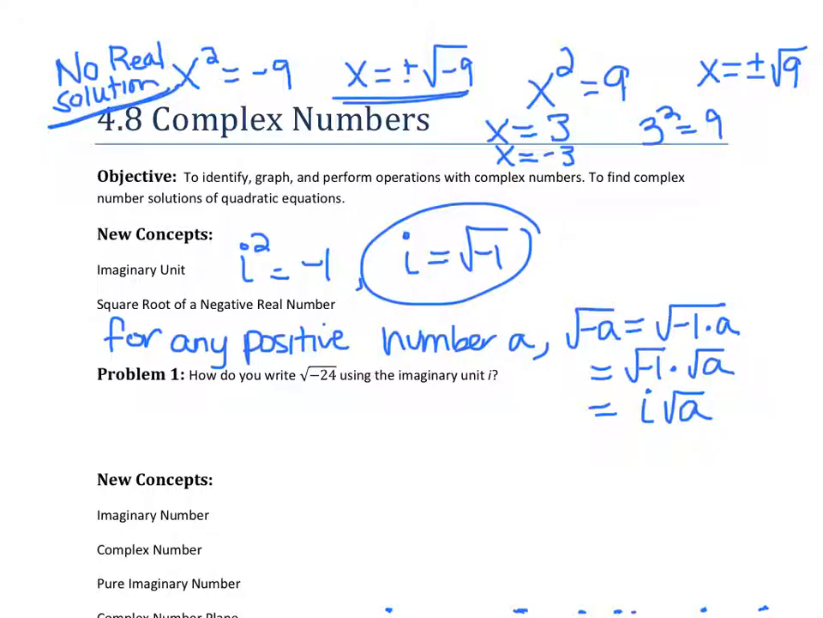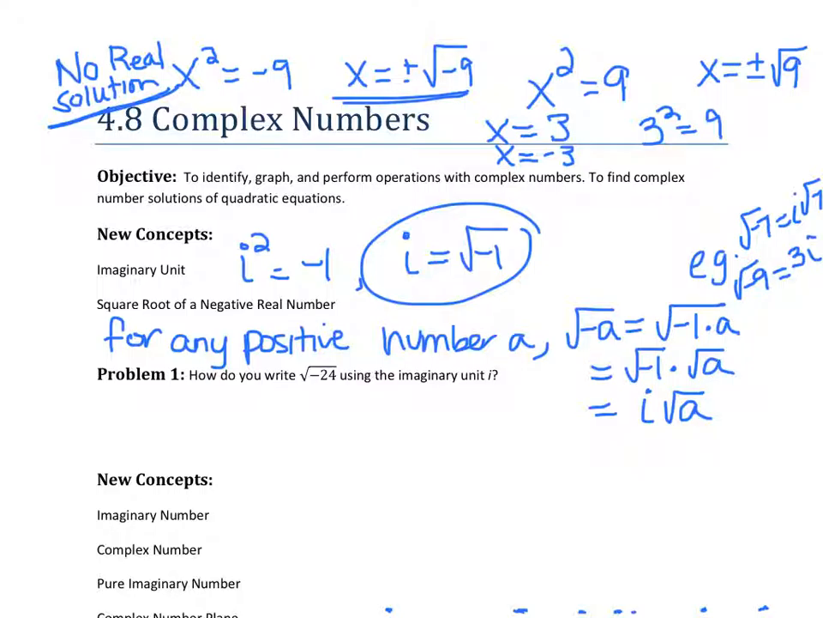So for example, if we had the square root of negative 7, we would write i square root of 7. If we had the square root of negative 9 then, like we did up above, since 9 is a perfect square, we can actually take the square root of this one, and you're just going to write 3i.